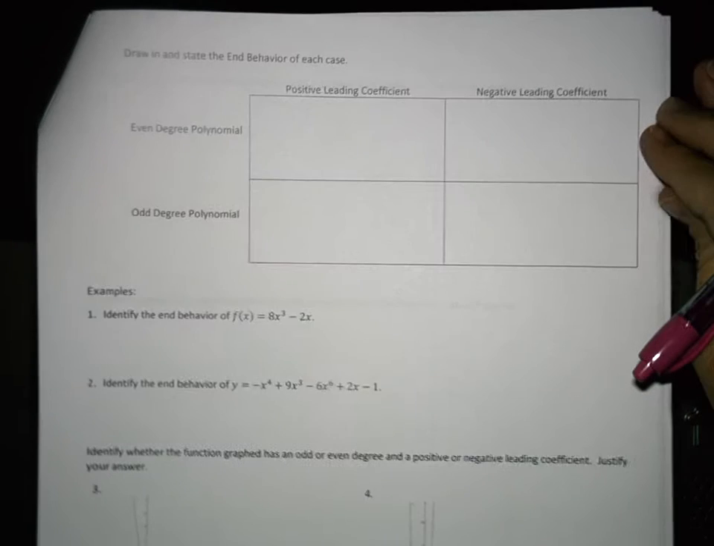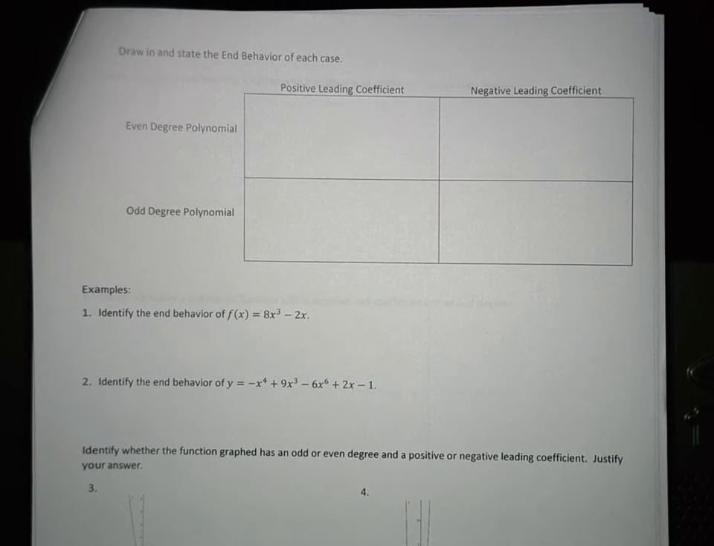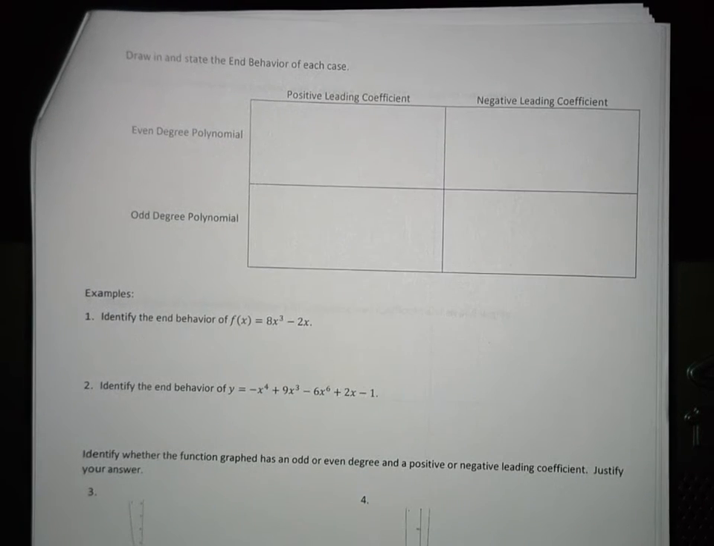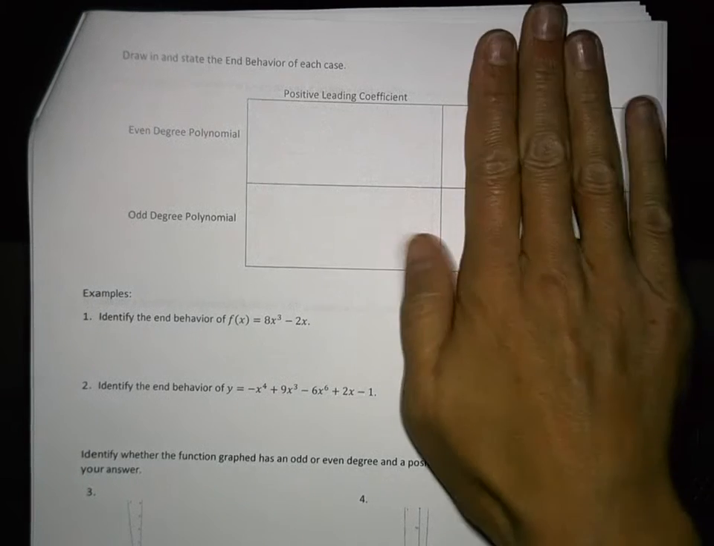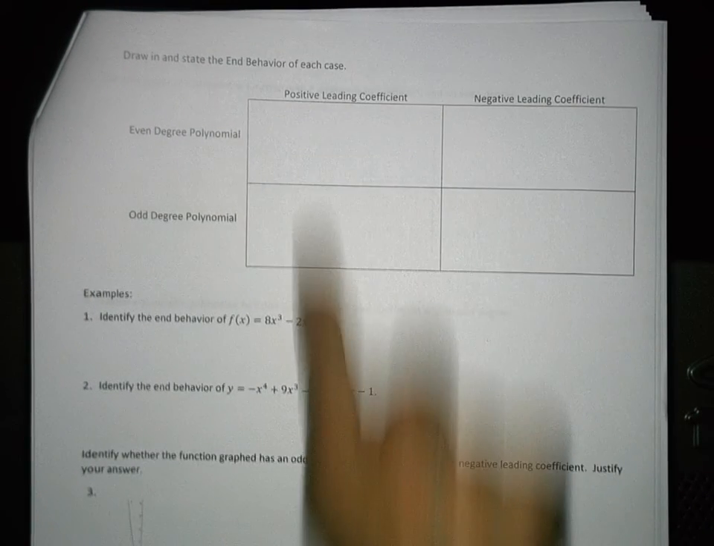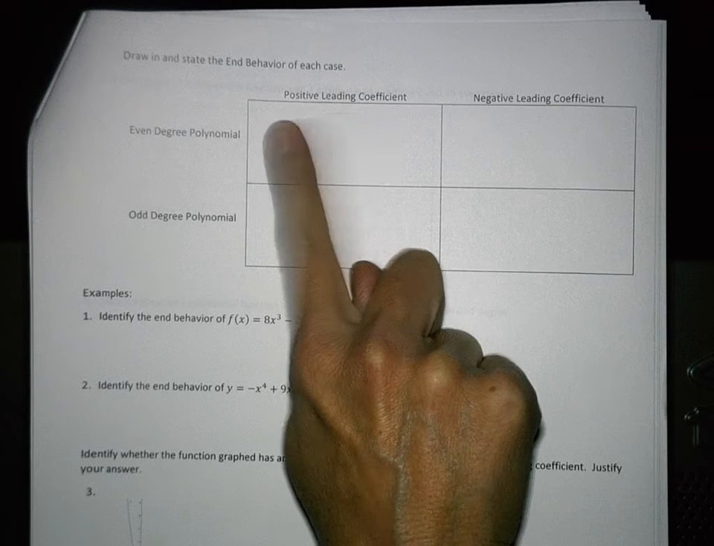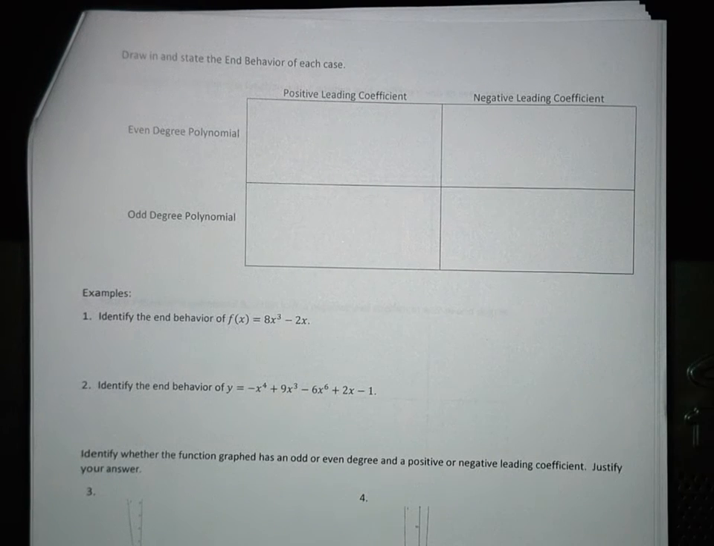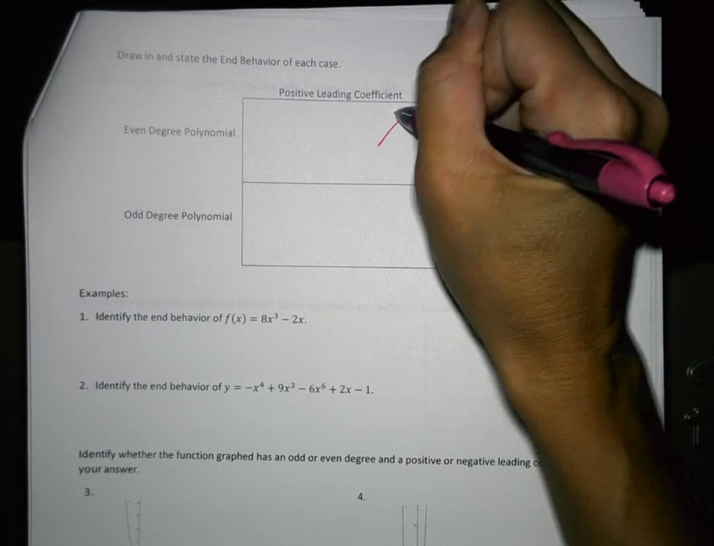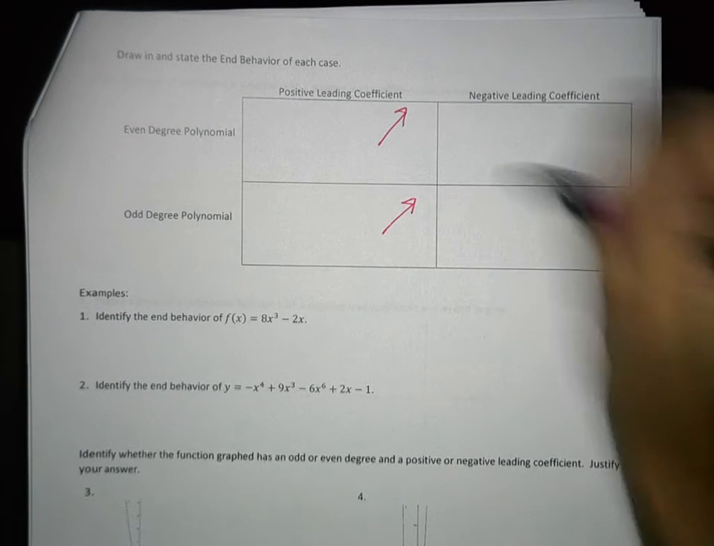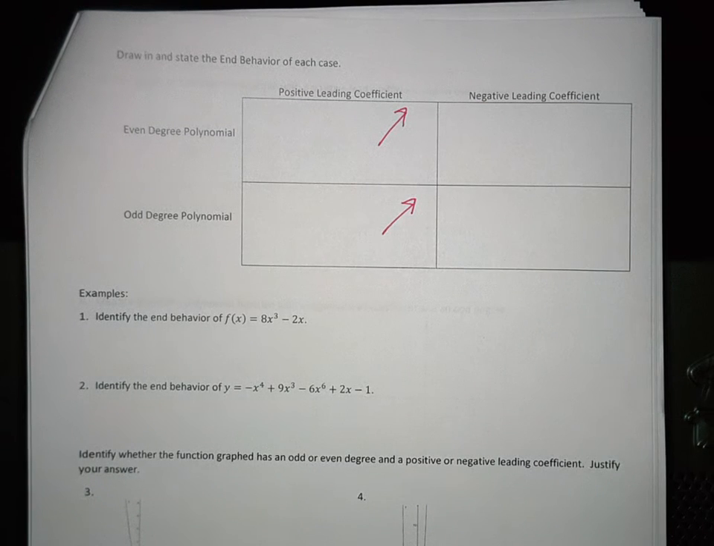Next thing, we have a chart here. Draw in and state the end behavior of each case. So we have a positive leading coefficient. Based on what we just learned, we're not going to look at this right now, we're just going to look at these two. Positive leading coefficients, what happens to their right end behavior all the time? Positive infinity. So if you're drawing a graph, the right side for the positive leading coefficient will always go to positive infinity.